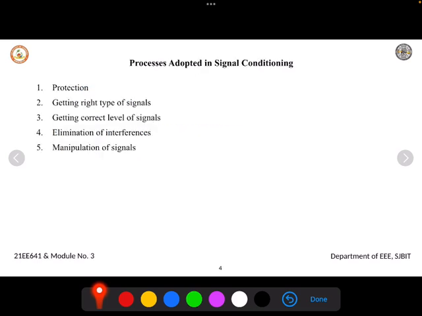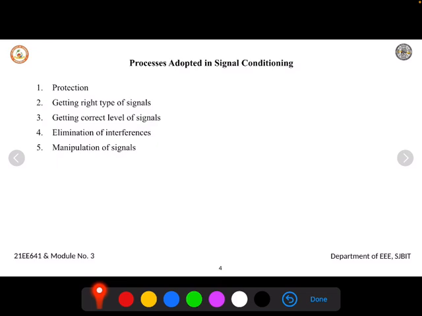So now what actually happens within the signal conditioner? These are the few things which will be taken care of within a signal conditioning block, or the intermediate stage. The first one is protection, getting the right type of signal, getting the correct level of signal, eliminating interference, and manipulation of the signal. Protection means the signal which is measured from the transducers is very important, so I need to protect my signal from the measuring point to your data presentation point, right? The protection should be given there. And getting the right type of signal.